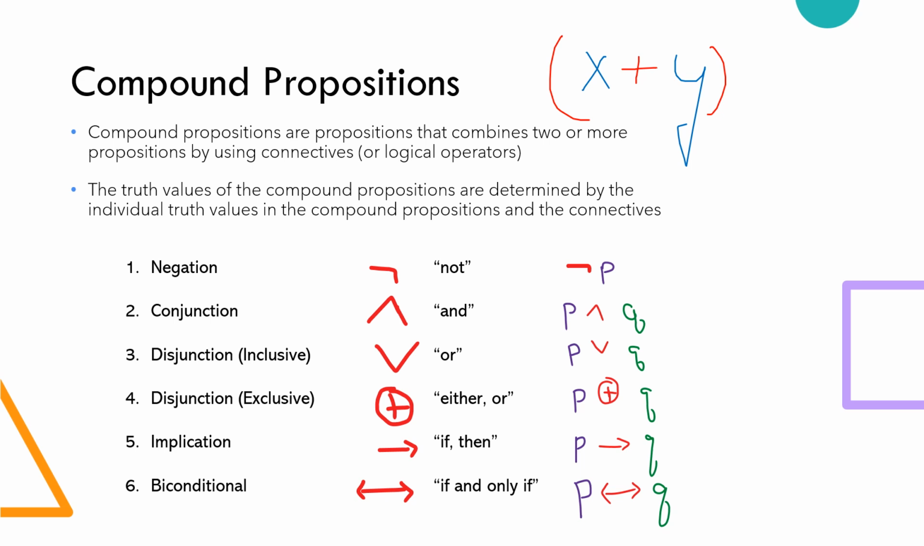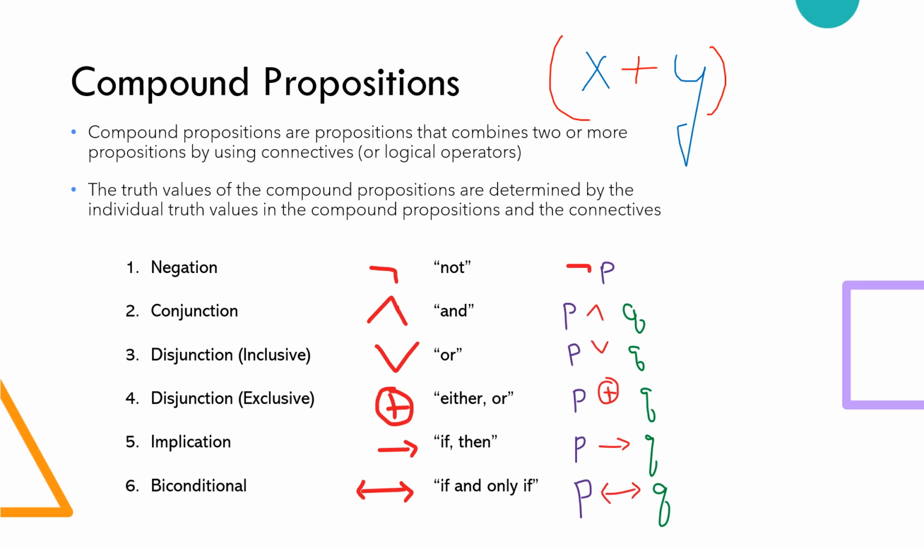Similarly, with propositions, you can combine propositions and logical operators. We have six of these, and I'll get into more detail in a bit, right? We have negation, which negates a proposition. We have a conjunction, which is basically like saying and. We have an inclusive and an exclusive disjunction, which is basically like saying or, like either or. Implication, if then, and a biconditional, which is an if and only if condition.